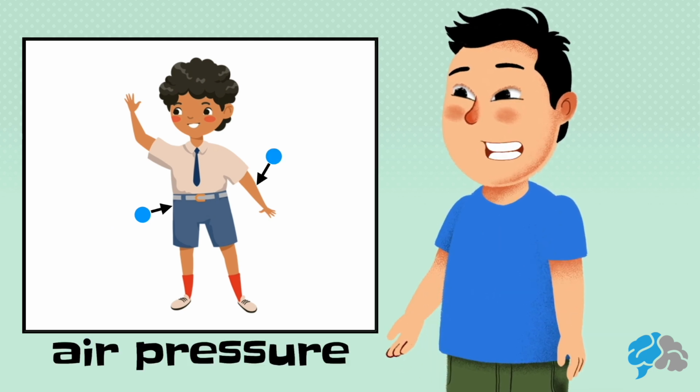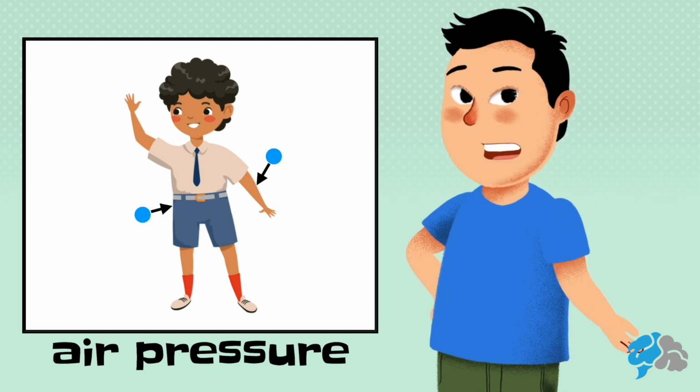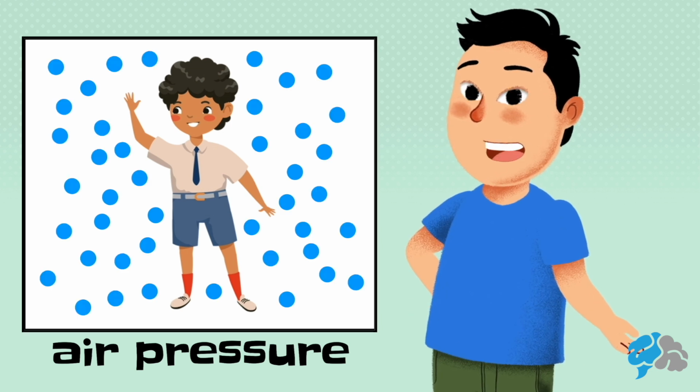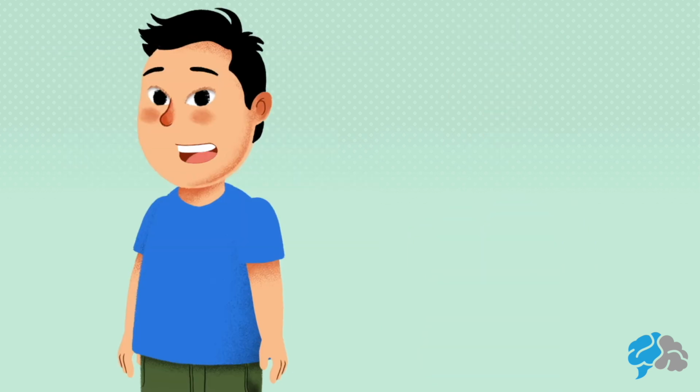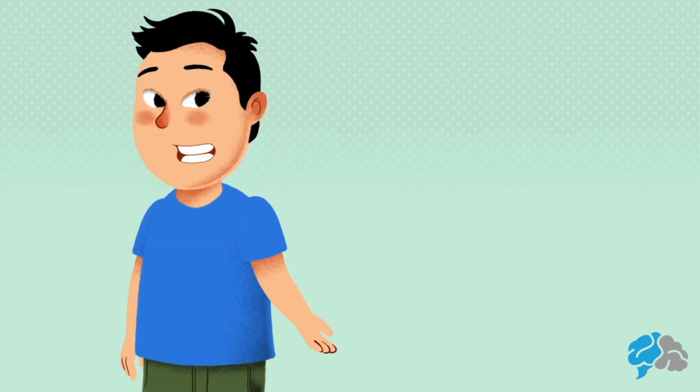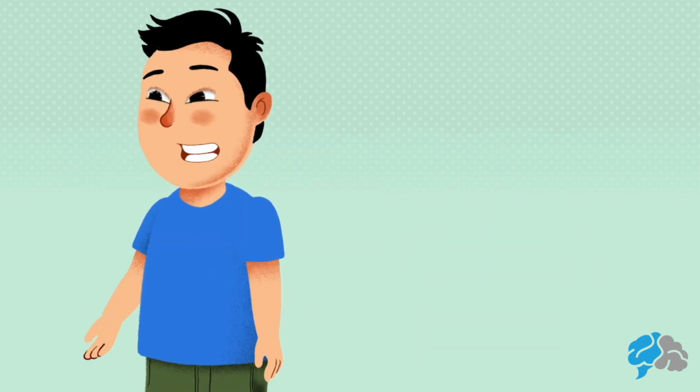Each particle pushes down on us with only a tiny bit of force, but with so many particles in the air, the force from all of the particles together can be pretty big. There are two ways to make air pressure go up or down. The first is to add or subtract particles from the air.